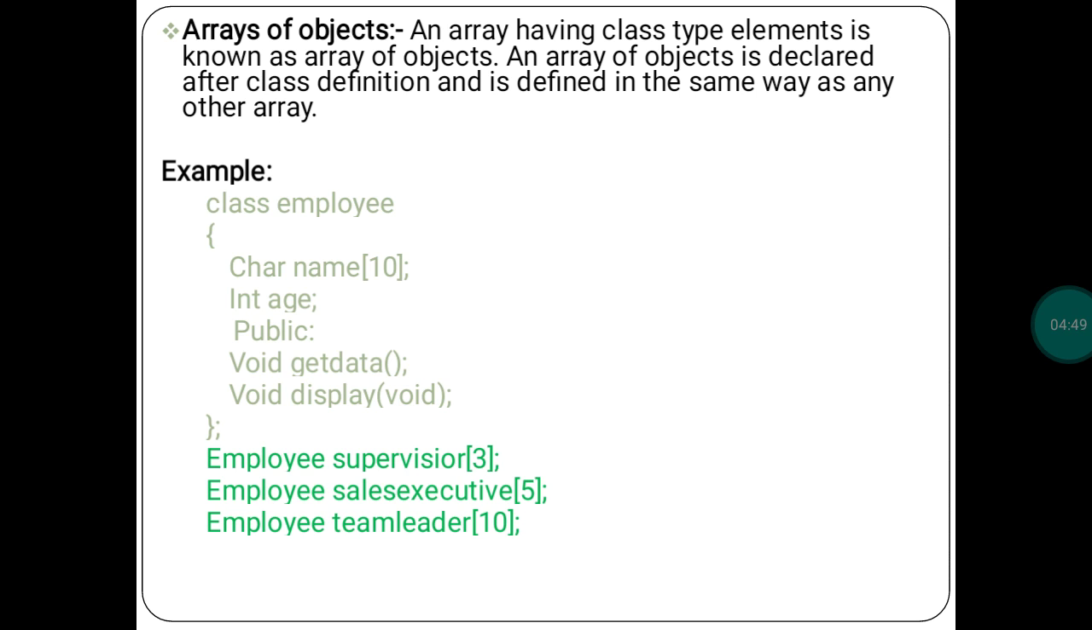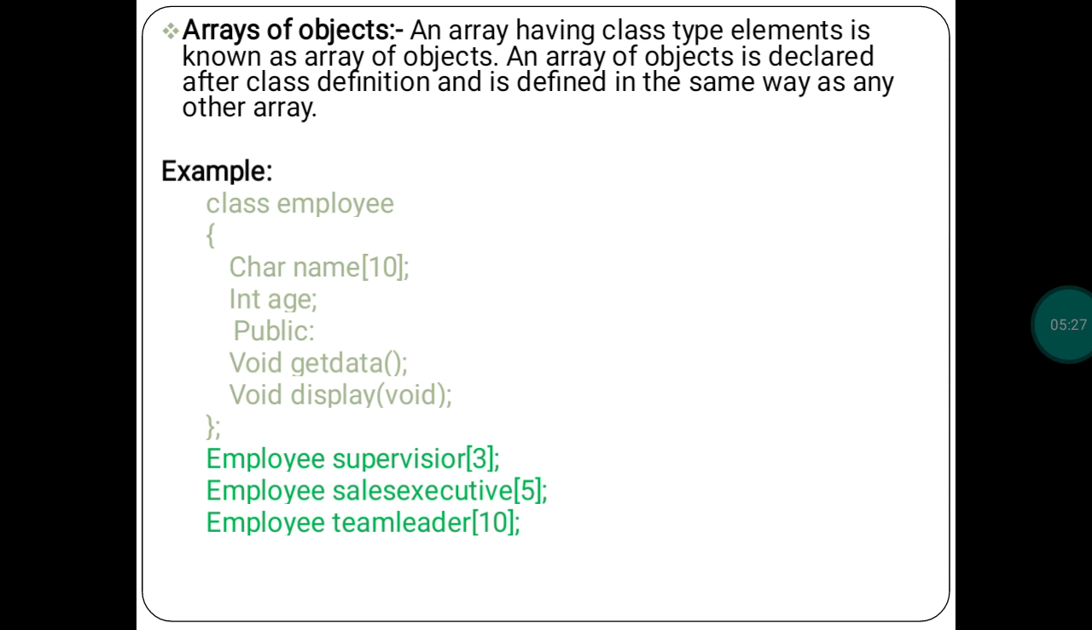So next, employee, again a class name. Sales executive is an object and the array size is 5. It means we can input 5 sales executives' information. Array size is 5. All the sales executives' information means his or her name and age.